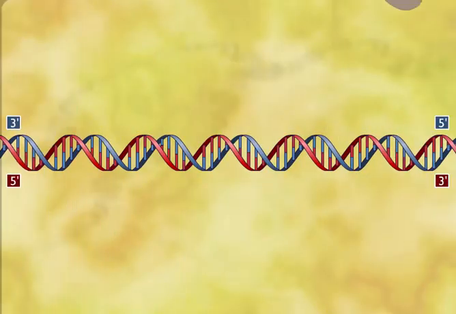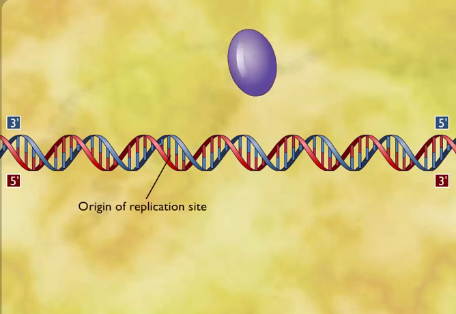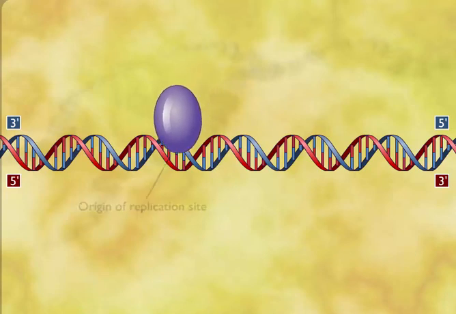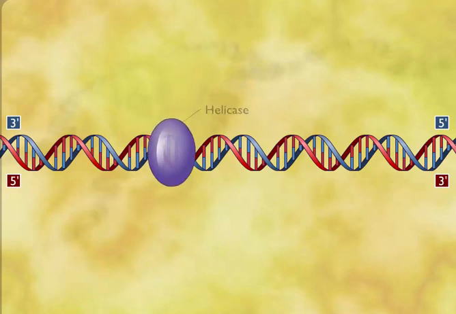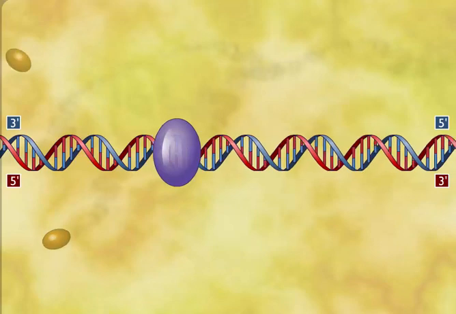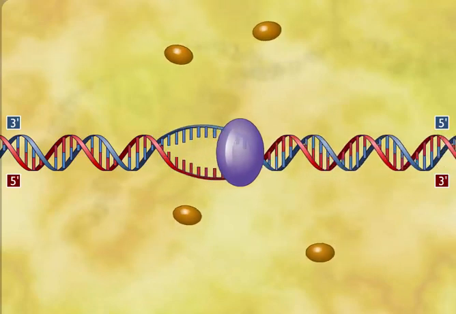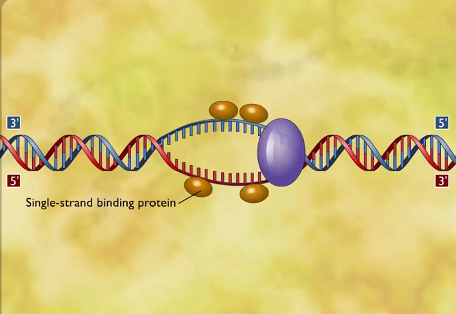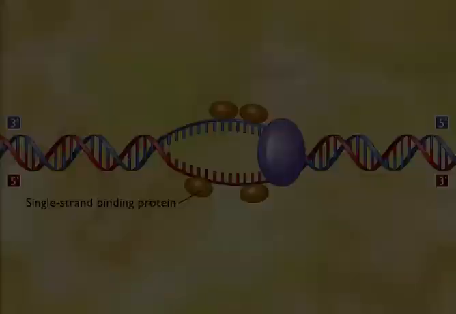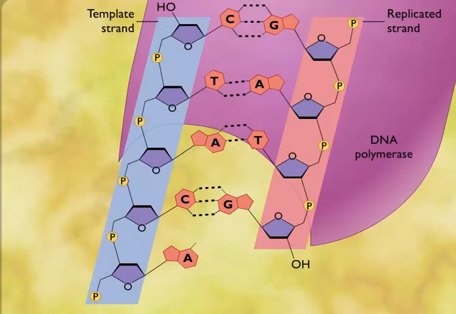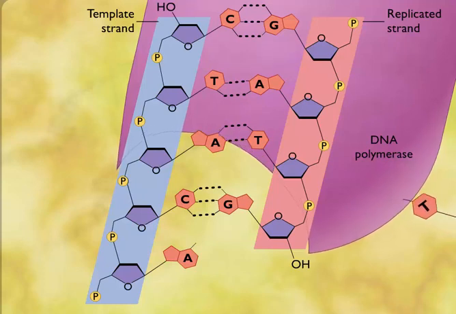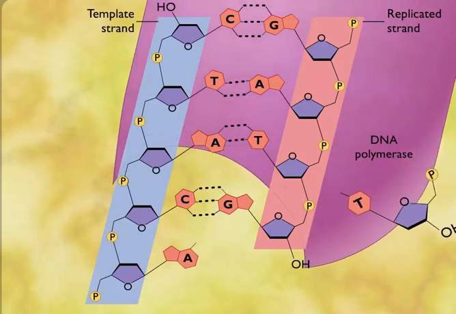DNA replication begins at a specific point in the DNA molecule called the origin of replication site. Initially, the enzyme helicase unwinds and separates a portion of the DNA molecule, after which single-strand binding proteins react with and stabilize the separated single-stranded sections of the DNA molecule. The enzyme complex DNA polymerase engages the separated portion of the molecule and initiates the process of replication.